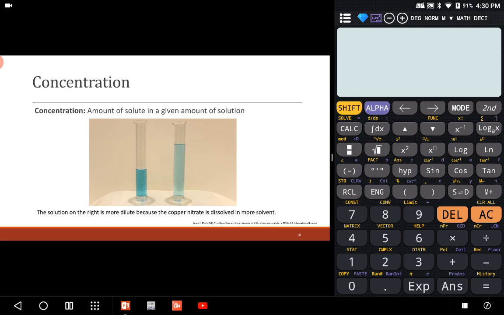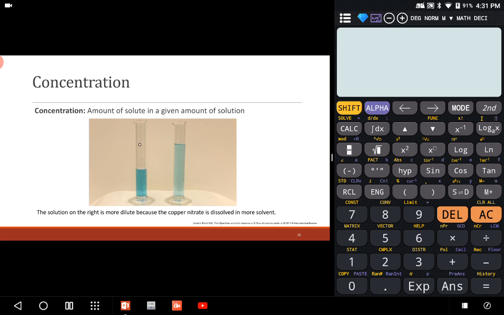So we learned earlier that solutions are homogeneous mixtures. With any mixture, the composition can vary from one sample to another. And so the difference between these two samples here is that one sample is more concentrated than the other. Both have the same mass of copper nitrate dissolved. What's different about these two samples is the amount of solvent. And so you can see that the color is a lot brighter here, and that's because it's more concentrated. There's the same amount of copper nitrate in just a lesser volume.